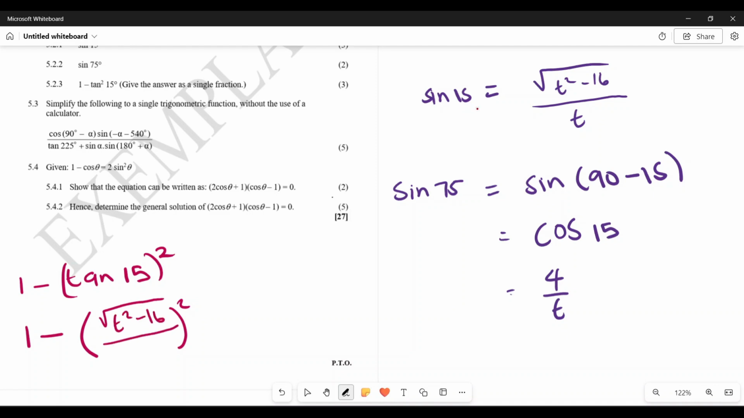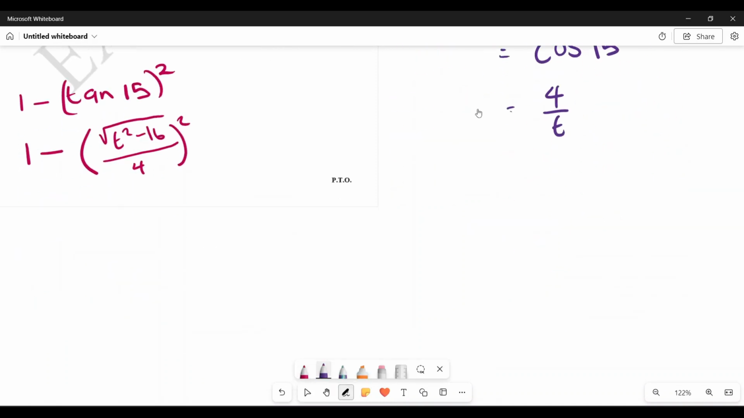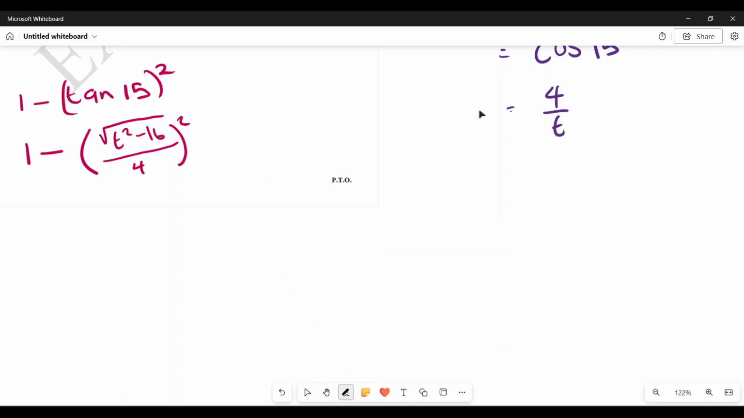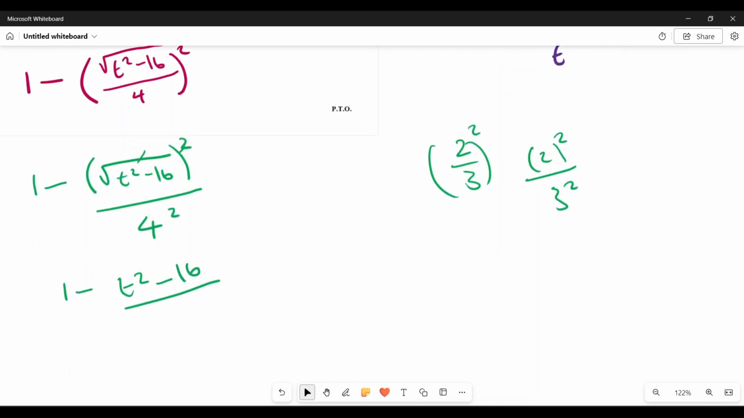all over my 4. And as a result, remember before I told you that if you have a fraction that has a square, that square would apply to your numerator as well as your denominator, right? So I made this kind of an example. If you have 2 over 3 squared, this is the same as 2 squared all over 3 squared. Now, applying the same principle here, 1 minus the square root of t squared minus 16, all squared, divided by 4 squared, right? So this is 4 squared. So this here would be 1 minus, this squared is going to get rid of this square root. So as a result, I would be left with t squared minus 16 all over 4 squared, which is equal to 16.